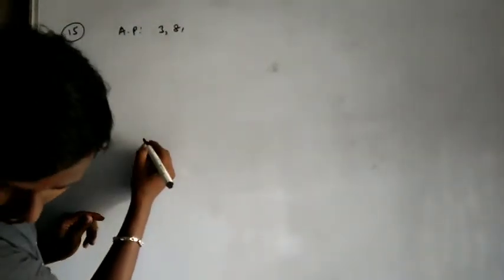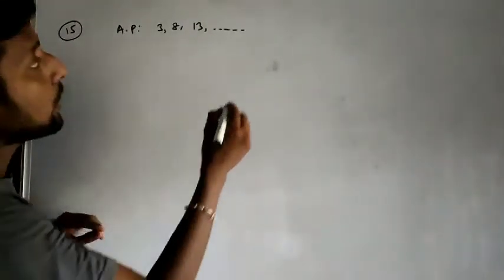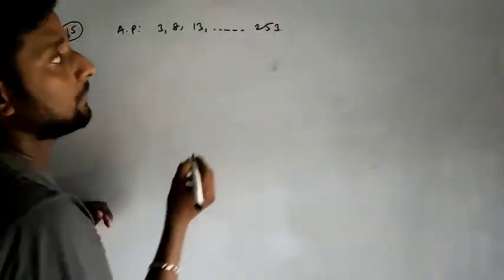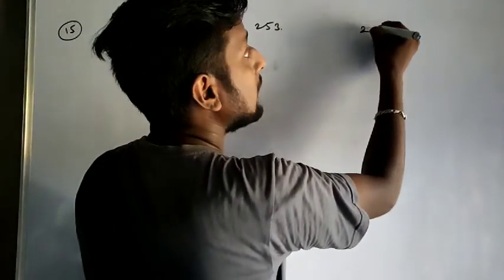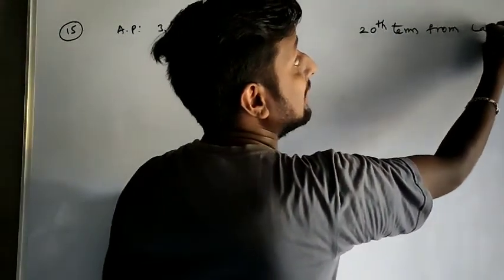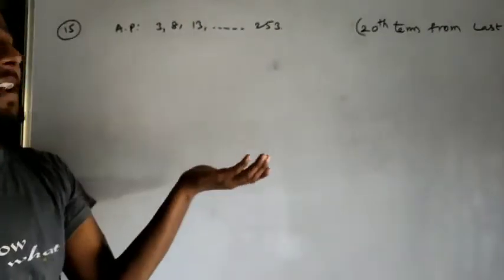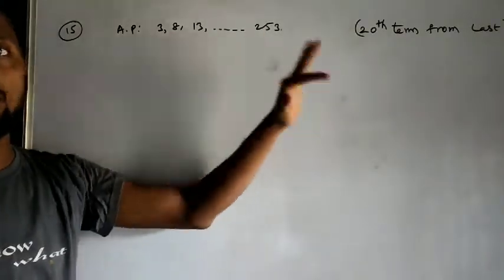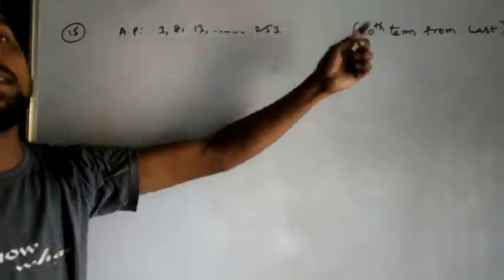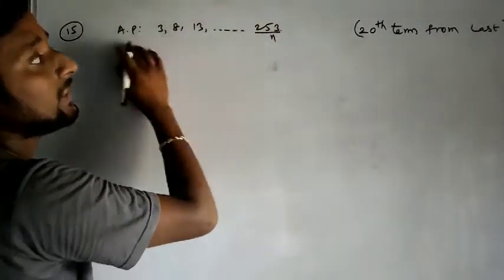The question is, find the 15th question. The series is already given: 3, 8, 13, and so on, up to 253. Now it is asking to find the 20th term from last. So what is he asking? If you make the series reverse, then what is the 20th term? Okay, so logically we should first find the nth term. How many terms are there in the series?